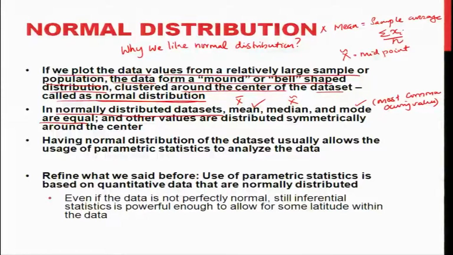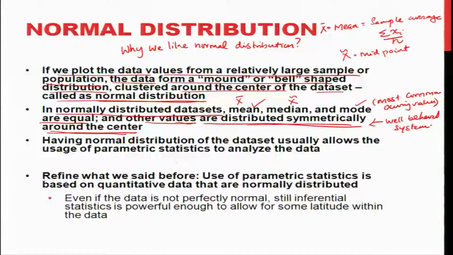So, the x bar, which is the mean, x tilde, the median, and the mode are all equal, and the other values, the values other than the mean, median and mode, are symmetrically distributed around the center. So, it is also a well behaved system. That is why the other values are distributed symmetrically around the center, where the mean, median and the mode are equal.